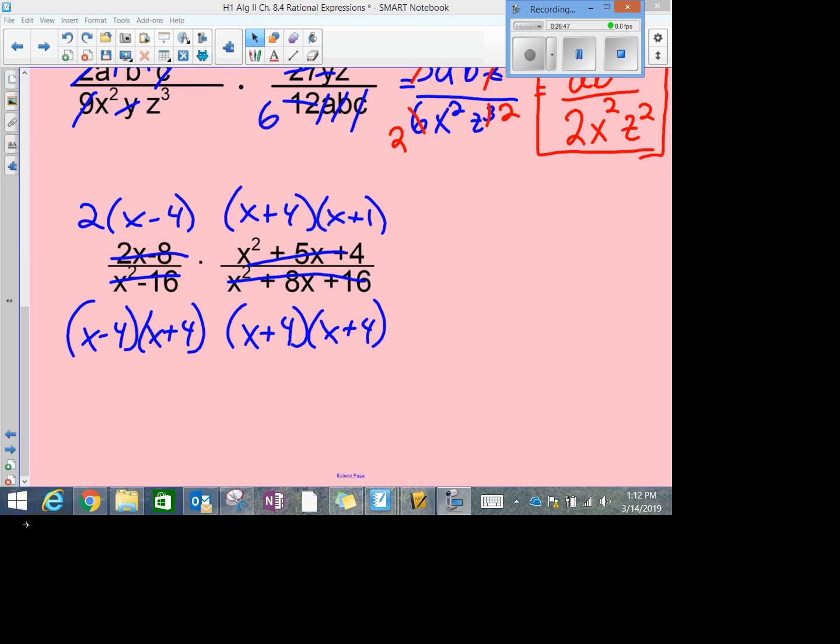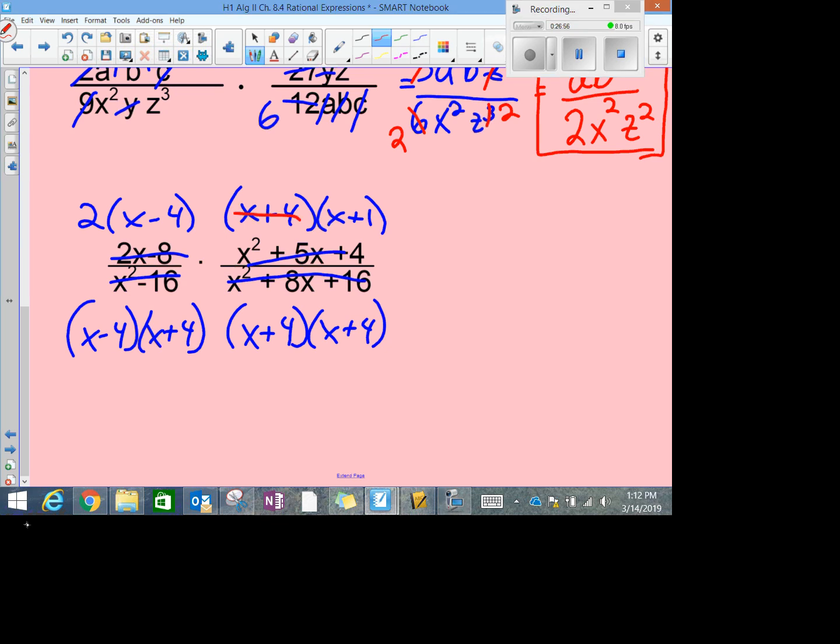Okay. So if you factor out everything, again, you can only cancel out 1 to 1. So we only have 1 x plus 4 up here. So that is only good to cancel 1 x plus 4 on the bottom. Okay? And then we have an x minus 4, an x minus 4. That's it. So looking at the top we have 2 and an x plus 1. On the bottom we have an x plus 4 and an x plus 4. So you can leave it like this. You don't want to FOIL it back together, okay?